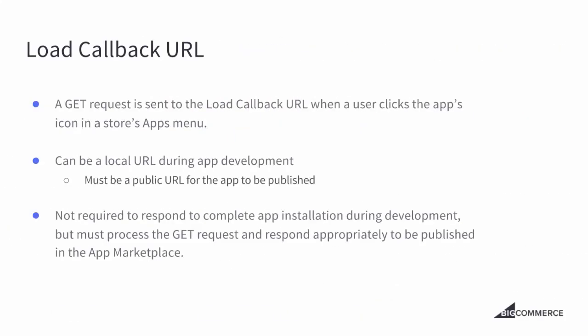The third piece to have in place before registering an app is a LoadCallback URL. Just like the AuthCallback URL, this can be a local URL during development. For apps that are not meant to be published, this URL does not need to be active. However, apps that are published in the app marketplace must have a publicly accessible LoadCallback URL. The purpose of the LoadCallback URL is to allow you to feed an app UI into the BC control panel.